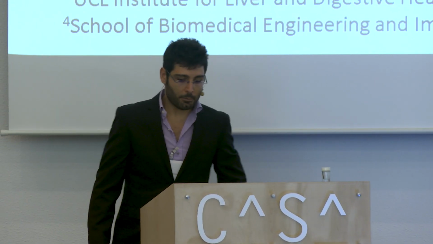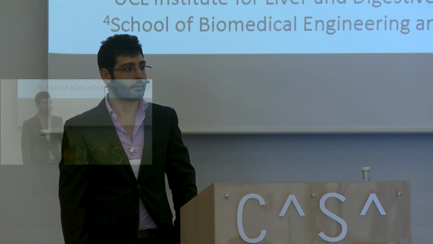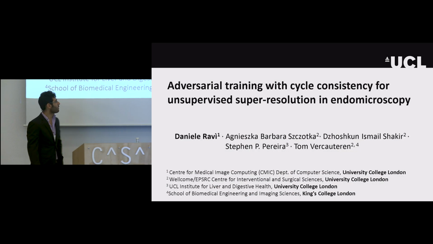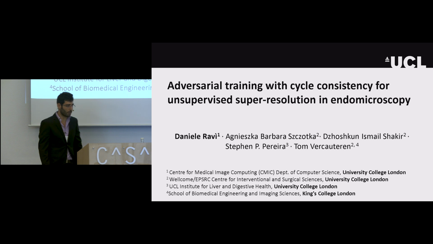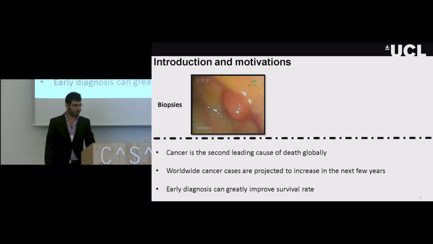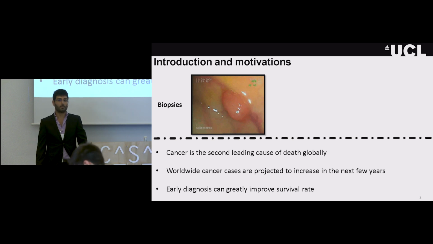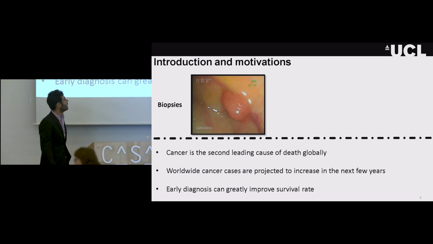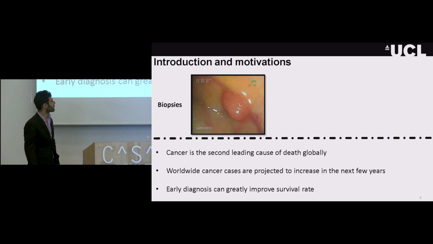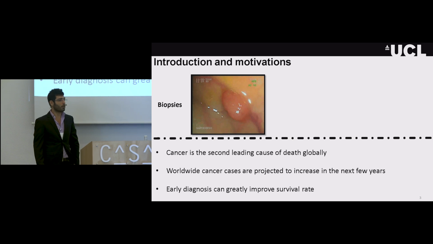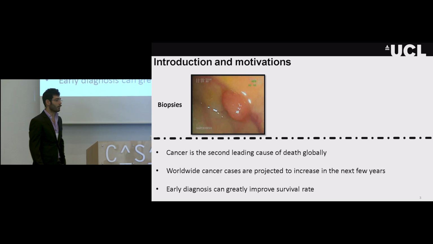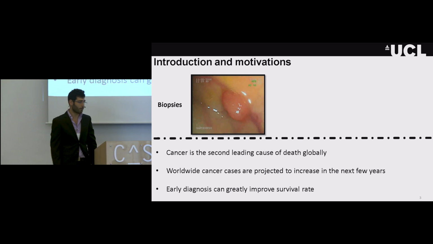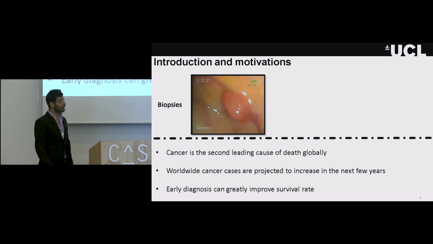Hello, everyone. I'm Daniele Ravi from UCL, and today I'm going to talk about our recent work on unsupervised super resolution for endomicroscopy. According to a recent report made by the Global Health Organization, cancer is the second leading cause of death globally. Many cases of cancer are still discovered at an advanced stage in the hospital, and for these cases the life expectancy is only 1 year. Early detection can greatly improve life expectancy.